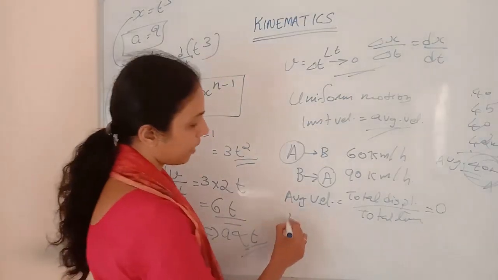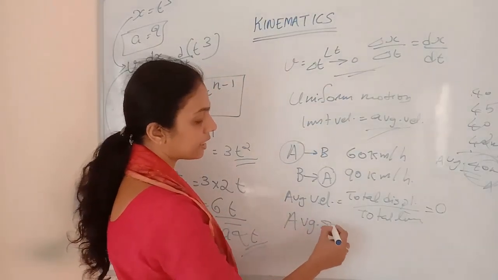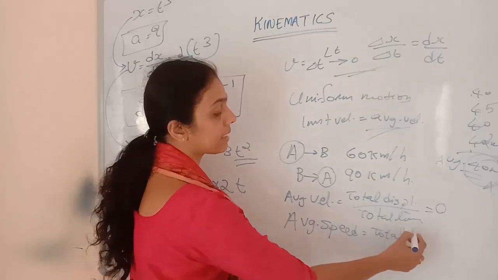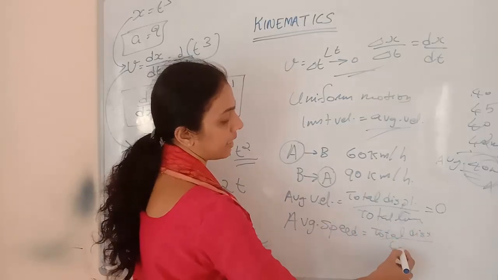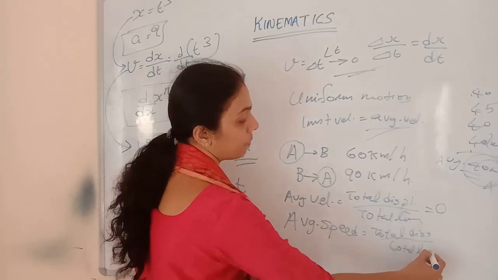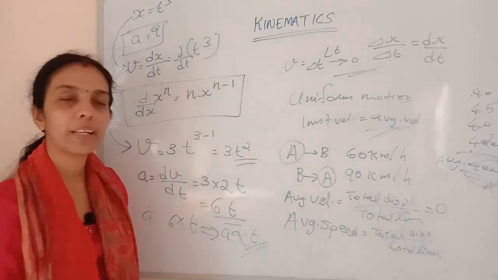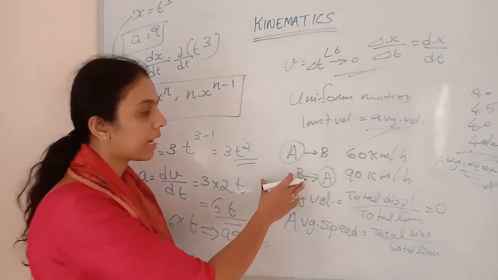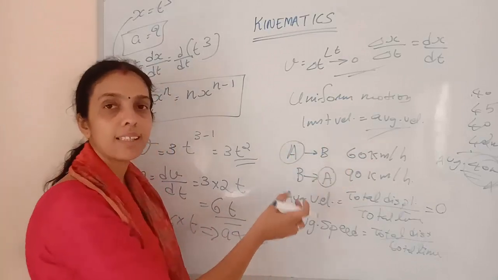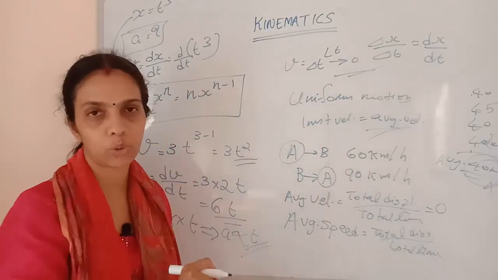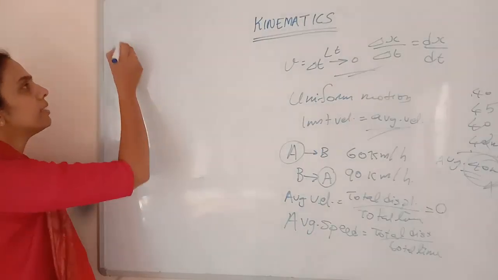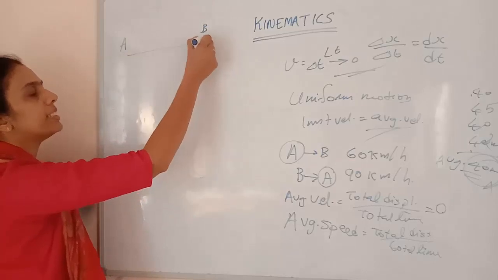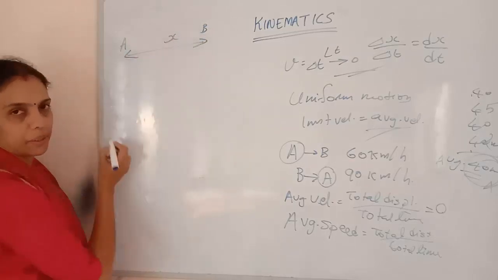Then how can we find the average speed? Average speed equals total distance covered divided by total time. So we should find the average speed by calculating the total distance and total time. But we have only the velocities from A to B and B to A. Here this is A and this is B. Let x be the distance between A and B.